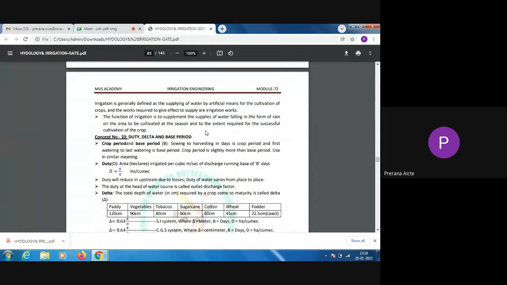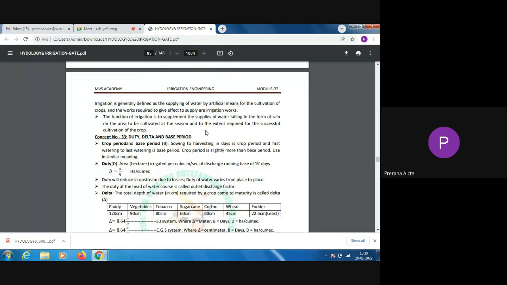Coming to irrigation. Irrigation in general is defined as the supplying of water by artificial means for the cultivation of crops, and the works required to give effect to supply or irrigation works. Of course, some textbooks have given separate definitions. We know that irrigation is the artificial application of water to the land according to crop requirements throughout the crop period for full-fledged nourishment of the crops. So what is meant by crop period, base period? It is from sowing to harvesting, right? First watering to last watering is base period. From sowing to harvesting in days is called crop period.